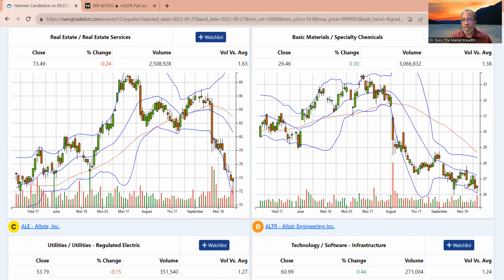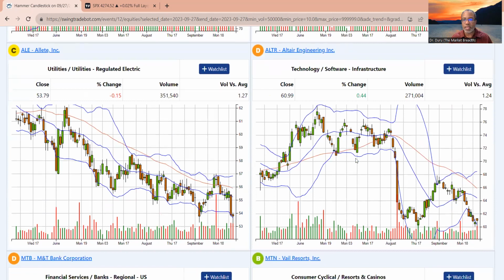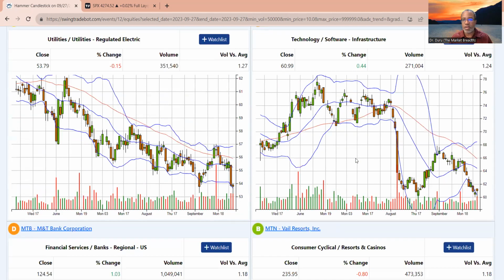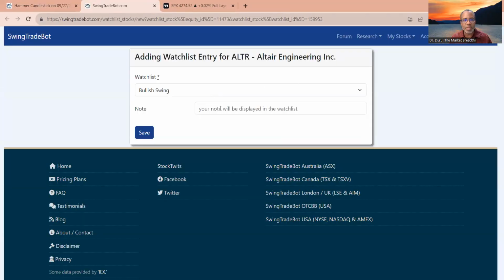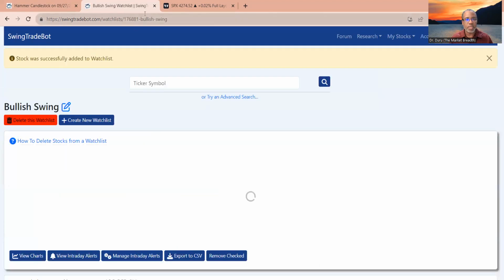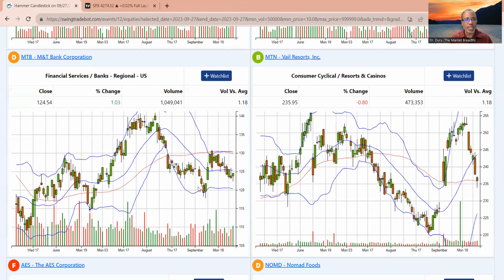AXTA. The problem I have here is I don't see any natural support or technical moving average. The same problem with ALE. ALTR could be interesting because it's tested this low here. Let me go ahead and add it. It's probably not something I'm going to trade, but let me just go ahead and add it so I can just keep an eye on it tomorrow. Let's keep going down the list really quickly.